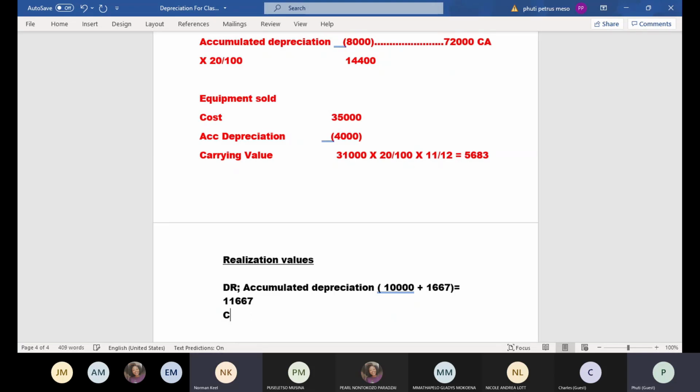Because when we raise depreciation, it's an income statement account, and we would debit depreciation, credit accumulated depreciation. If we're realizing the asset, as far as I understand, we must credit depreciation so that we reverse it out. So you debit your accumulated depreciation and credit the depreciation itself of 1,667, to move it to capital.